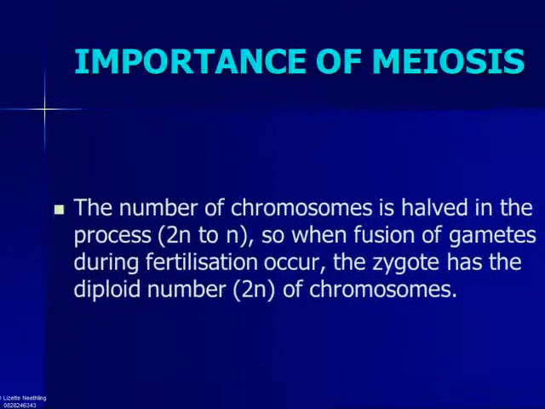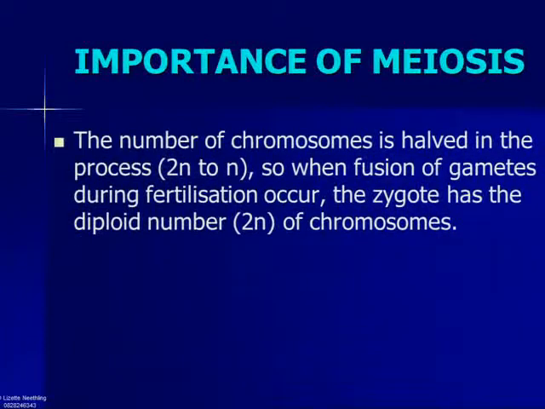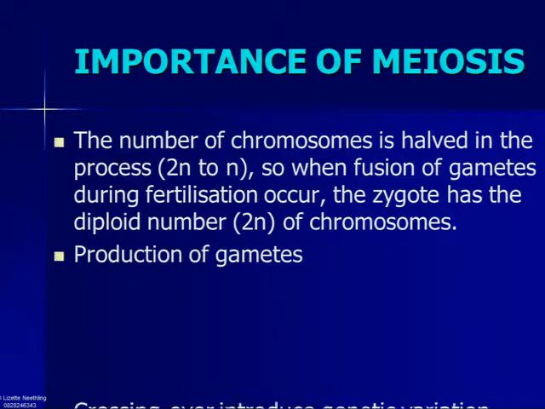Now, why is this so important? It's extremely important, as I said when we started, because when you fuse the gametes during fertilization, we want to go back to the original number of chromosomes. And it's important to produce the gametes.